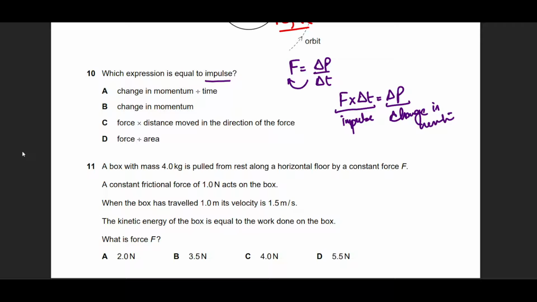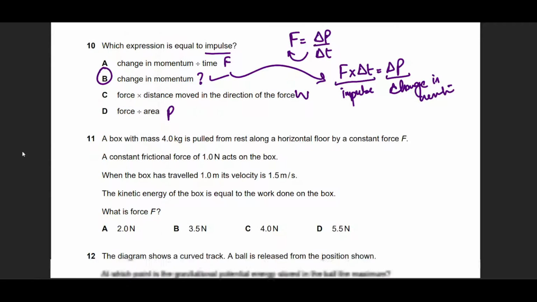Is it equal to change in momentum divided by time? No, this is equal to force. Is it equal to change in momentum? Most likely, yes. Is it equal to force times distance moved? No, that is work done. Is it force over area? No, that's pressure. So B is the English translation of this proof.